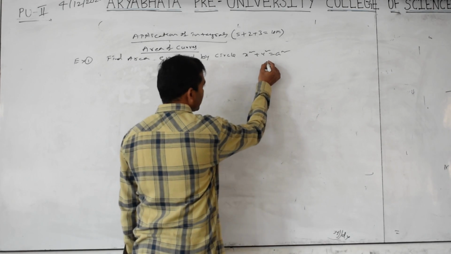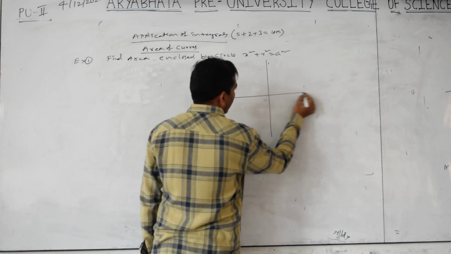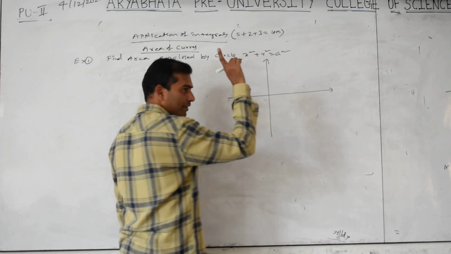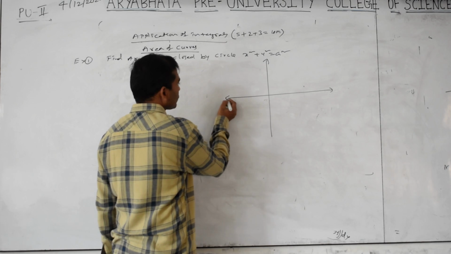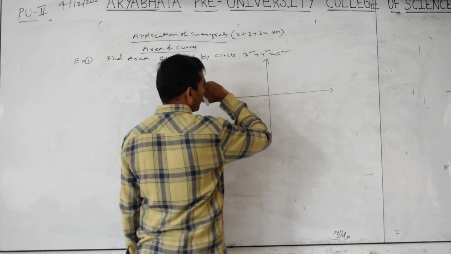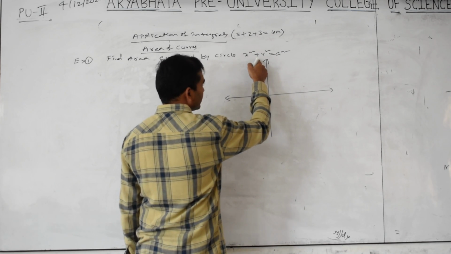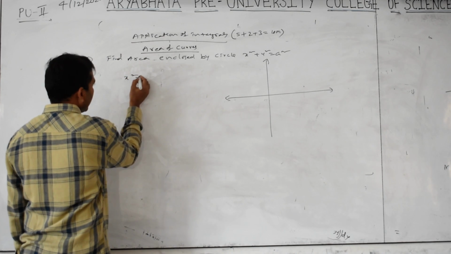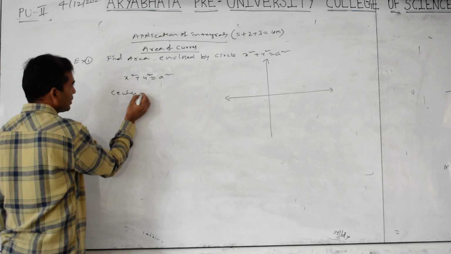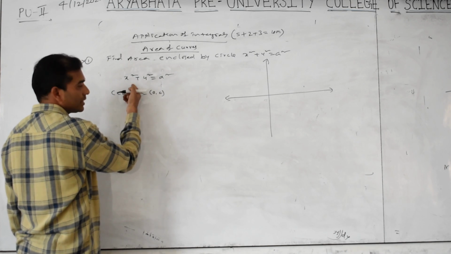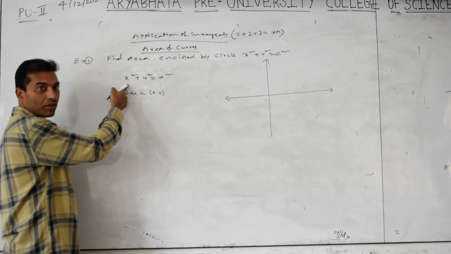See, first draw the graph. For drawing the diagram only, you will get 1 mark. Most important diagram. x square plus y square equal to a square. What is the center of the circle? 0. The center of the circle is 0 comma 0. In first year you have learned this, the equation of a circle in conic sections.